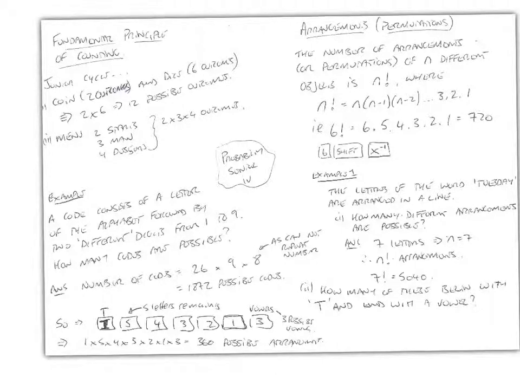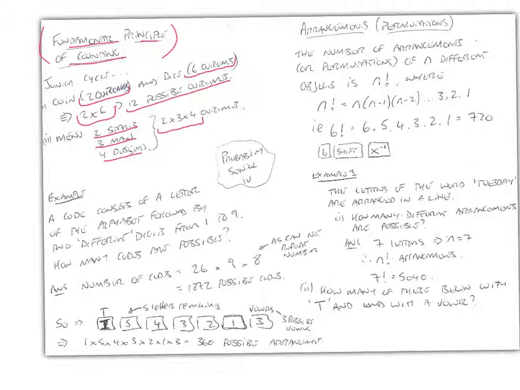Just remind ourselves of the fundamental principle of counting, which we met in junior cycle. So if we were to toss a coin and throw a dice, the coin yields 2 outcomes, and the trial that is throwing the dice yields 6. So 2 by 6 gives us 12 possible outcomes, thanks to the fundamental principle of counting. If we have a menu with 2 starters, 3 mains, and 4 desserts, then we have 2 by 3 by 4 possible outcomes or meals.